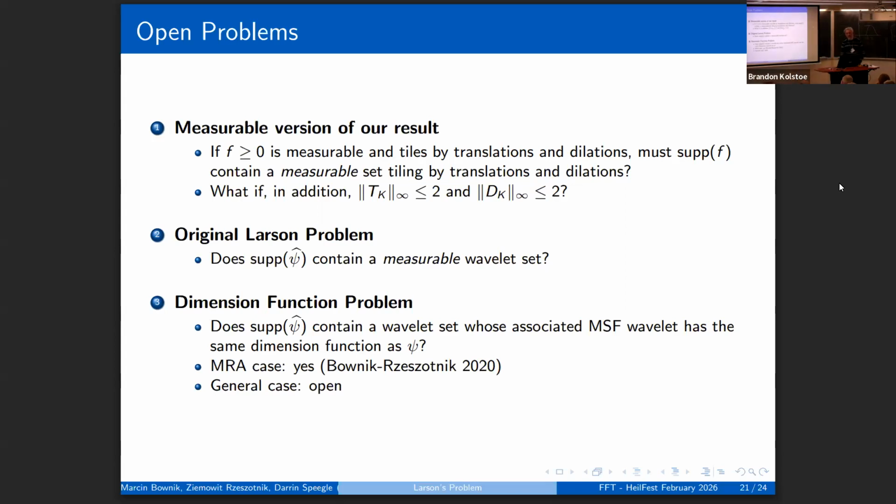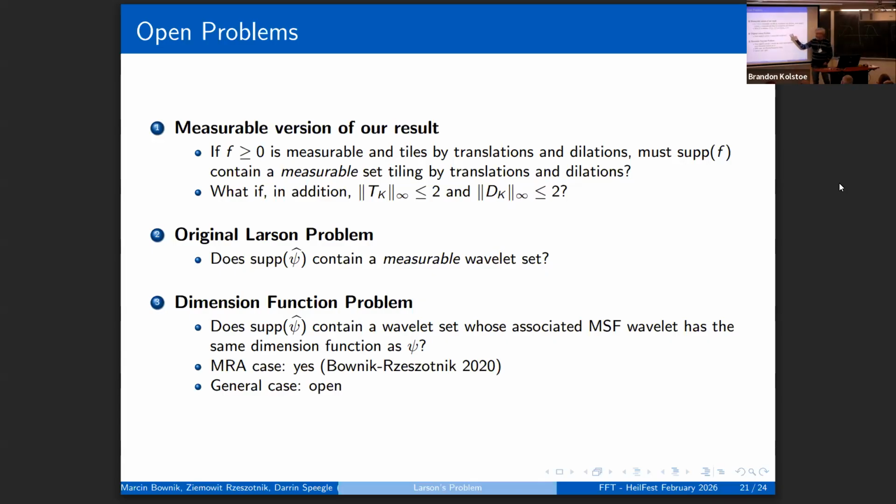I don't know. Here F is playing the role of modulus of C hat squared. So you have any non-negative function that tiles, or you could take a signed function. I also don't know the answer to that, but this is the most natural one. Take a non-negative function that tiles. Must its support contain a measurable set that tiles by translations and dilations?